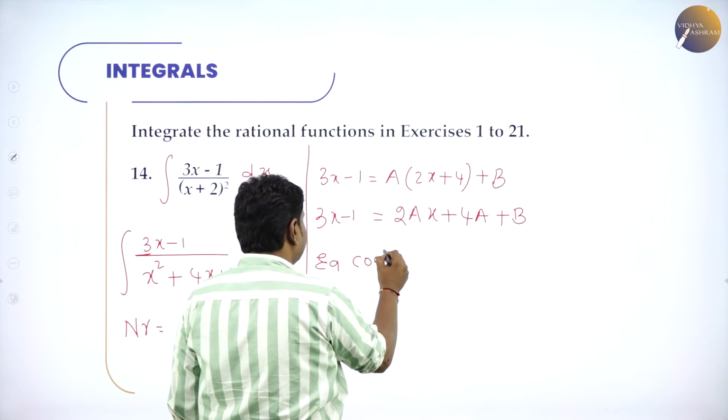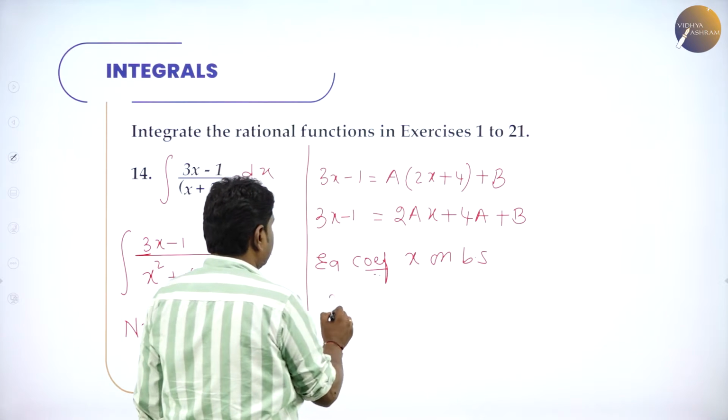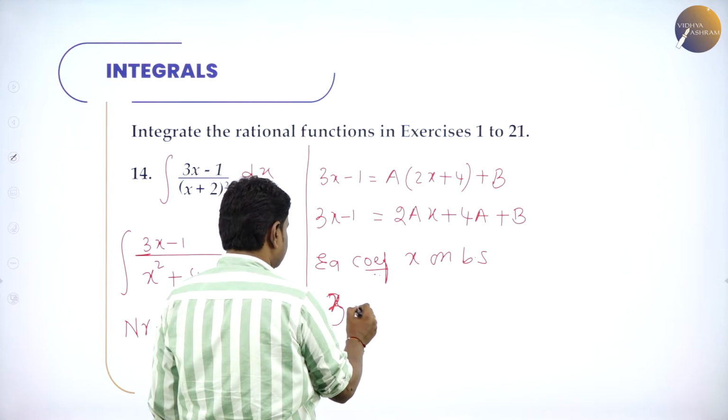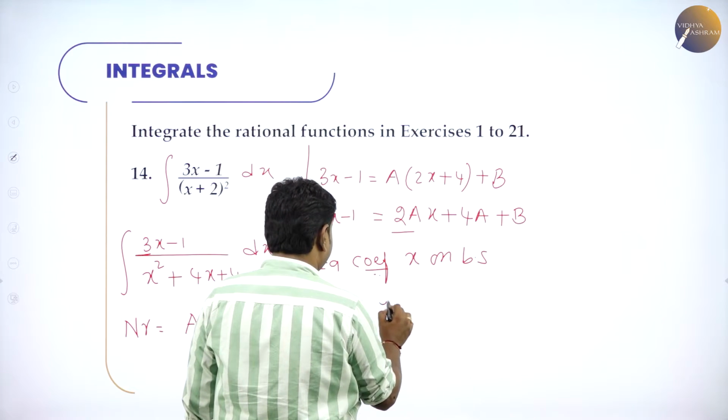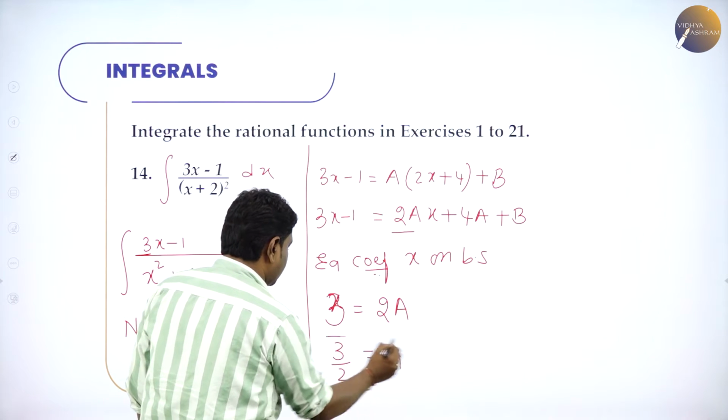So now equate coefficients of x on both sides. What is the coefficient of x in LHS? 3. In RHS it is 2a. So from this you will get a. What is a? 3 by 2. You got the value of a now.